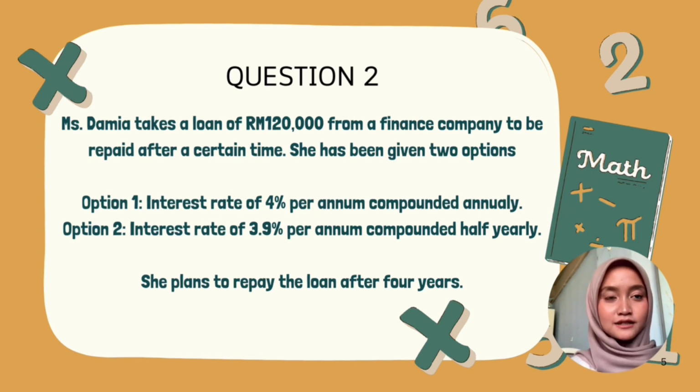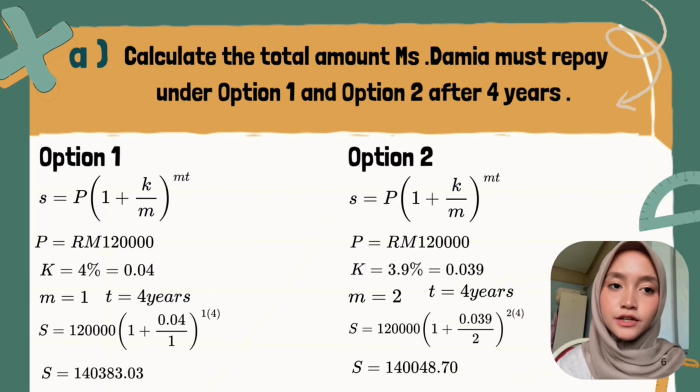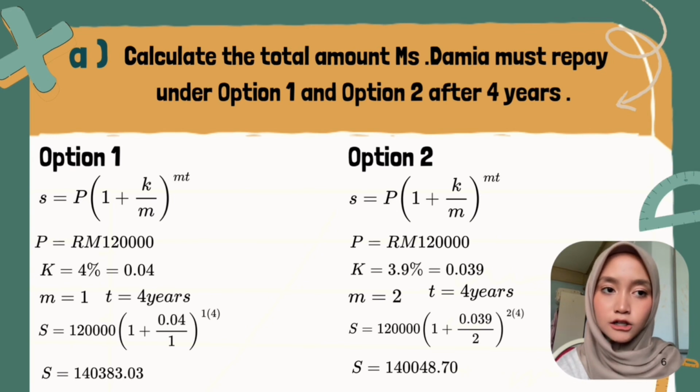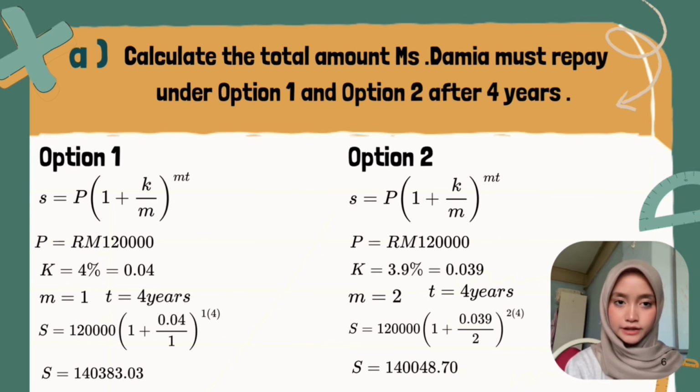Part A question 2. Ms. Damia takes a loan of 120,000 ringgit from a finance company to be repaid after a certain time. She has been given 2 options. Option 1, interest rate of 4% per annum compounded annually. Option 2, interest rate of 3.9% per annum compounded half yearly. She plans to repay the loan after 4 years. So the first question is calculate the total amount Ms. Damia must repay under option 1 and option 2 after 4 years.